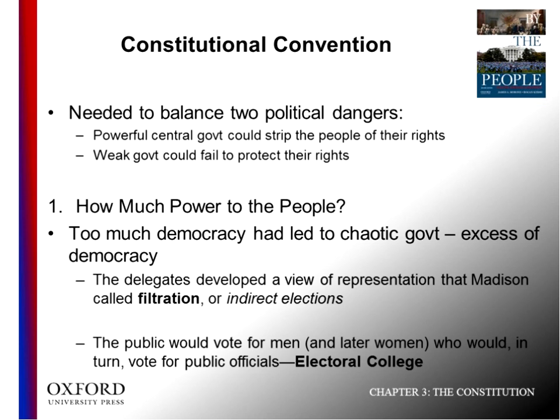And so the delegates developed a view of representation that James Madison labeled filtration, what's called indirect elections. In other words, the public would vote for men, and later women, who would in turn vote for public officials. A good example of this is the Electoral College. The men of the states voted for state legislators in the state assembly, who then picked electors, who then picked the president. The idea was that you wanted to find the wisest, most educated people, so they could pick the best person to be president, and not just whoever happened to be the most popular. Madison feared what he called the tyranny of the majority.